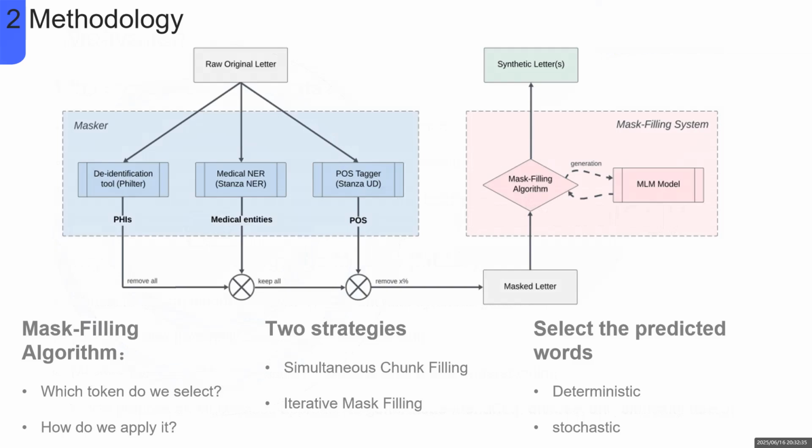Let's break down the masker, which works in three stages. First, we apply de-identification using a tool called Philter. It removes sensitive elements like names, IDs, and addresses. And the best part is, it works without any manual labeling. Philter achieves over 99% recall when it was first evaluated, so we're integrating it into our system directly.